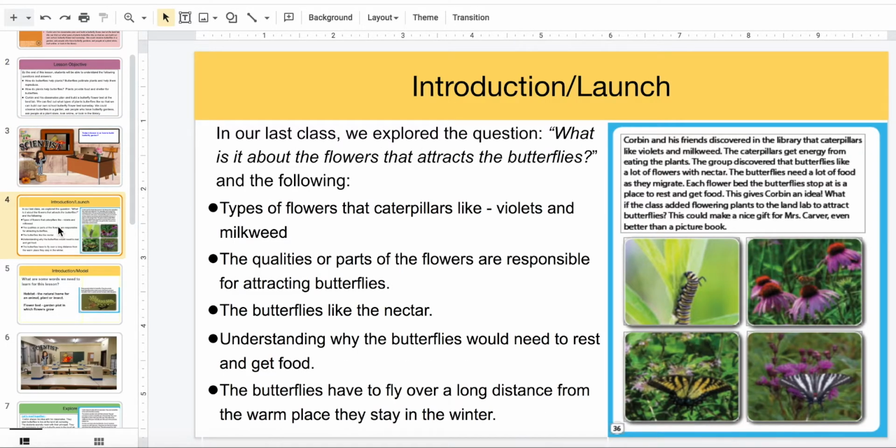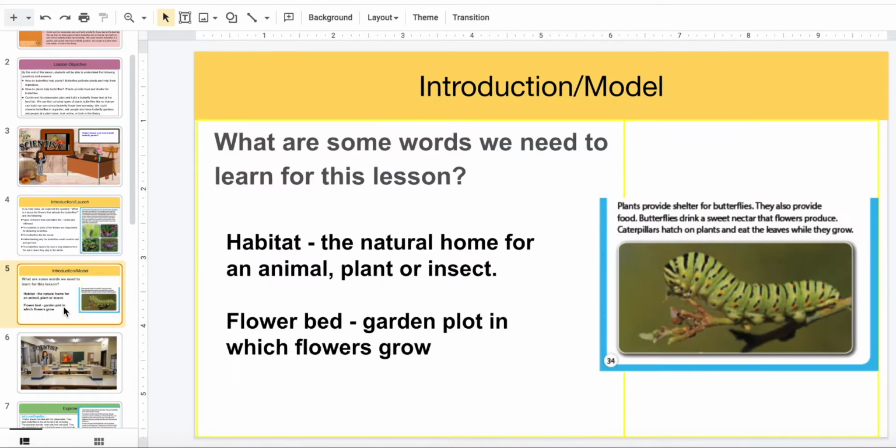In our last class, we explored the question, what is it about the flowers that attracts the butterflies? We learned that there are types of flowers that caterpillars like, such as violets and milkweed. We learned the qualities or parts of flowers that are responsible for attracting butterflies. The butterflies like nectar, and we understood why butterflies would need to rest and get food, because the butterflies have to fly over a long distance from the warm place they stay in the winter.